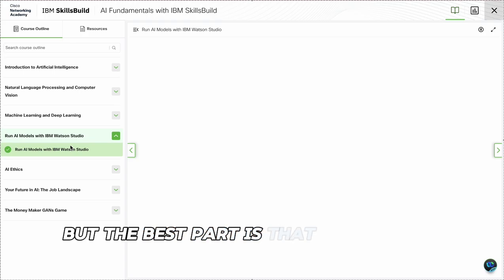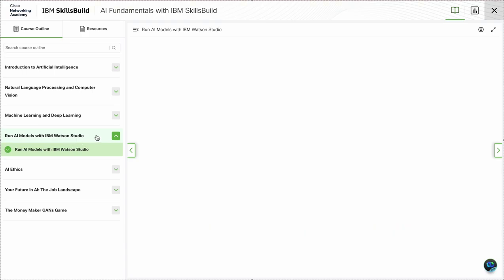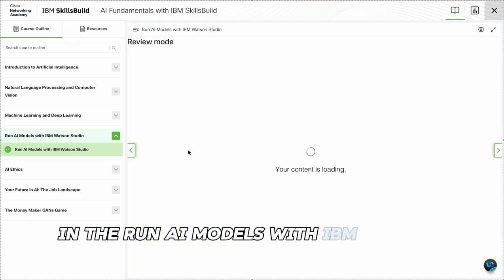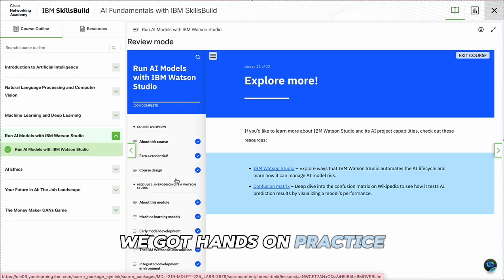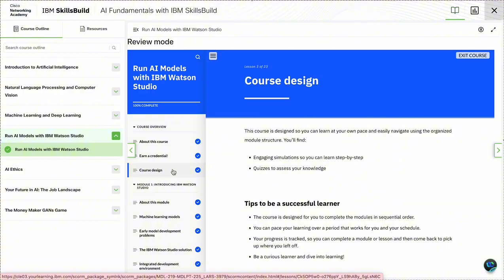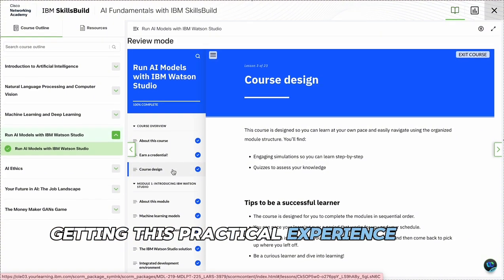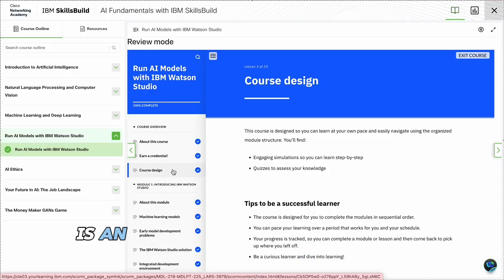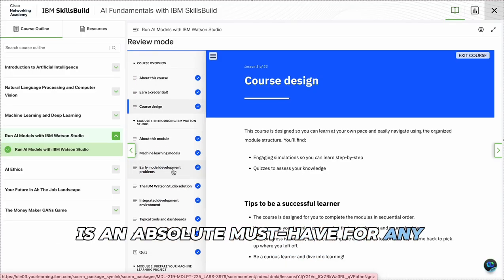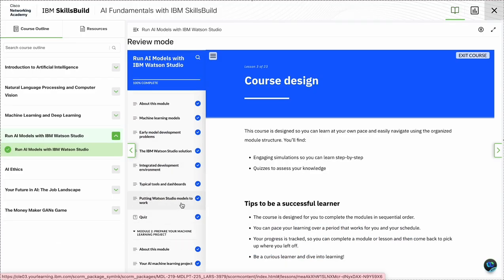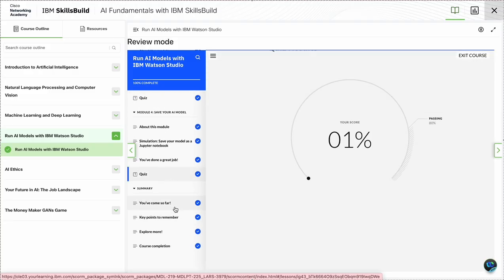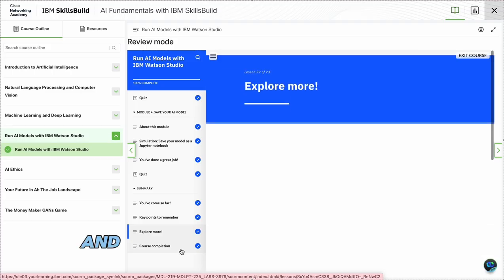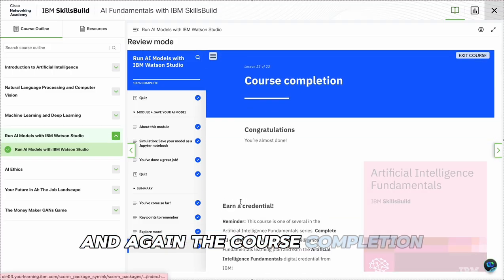But the best part is that this course isn't just theory. In the Run AI models with IBM Watson Studio module, we got hands-on practice, and getting this practical experience with industry tools is an absolute must-have for any future IT professional. A lot of quizzes, and again the course completion.